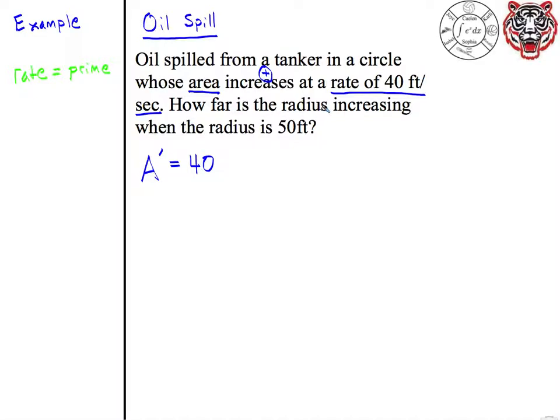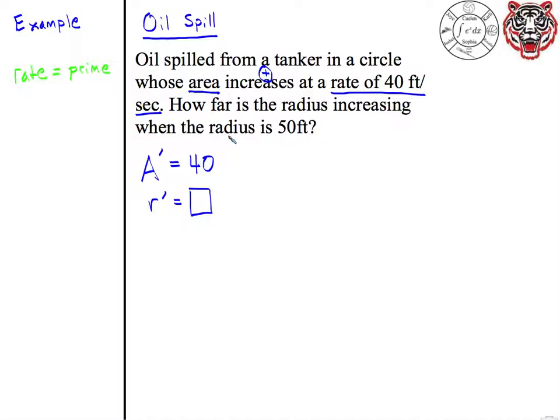How far is the radius increasing? So we have radius. The question here is, how far is it increasing? What is it asking for? Is that R or is it R prime? R prime. Okay, so R prime is the question. So you can either say equals question mark. I prefer box. I know I need to fill in the box. So that's the question, R prime.